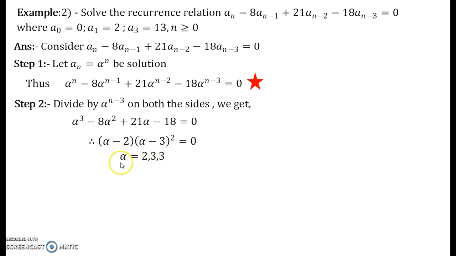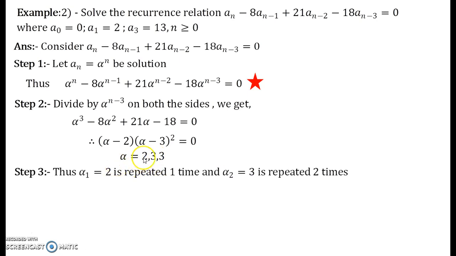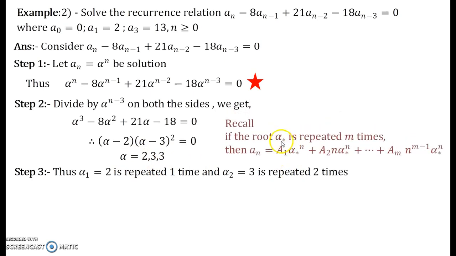Now observe the nature of the roots: the root alpha 1, which is 2, is repeated just one time, and the root alpha 2, which is 3, is repeated 2 times. So how do we write the general solution when this kind of case occurs? Recall the statement that I made in the previous video lecture: if a root alpha star is repeated m times, then its general solution is given in this manner.